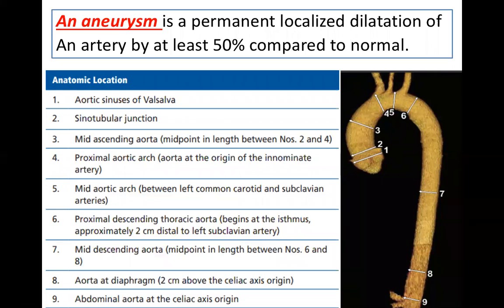Aneurysm is a permanent localized dilatation of an artery by at least 50% compared to the normal. So if we can see the normal anatomical location with this diagram, number one, the aortic sinus of Valsalva, and number two, the sinotubular junction, and mid-ascending and proximal aortic arch, mid-aortic arch, then the proximal descending and mid-descending, and the aorta at the diaphragm, and lastly, the abdominal aorta.